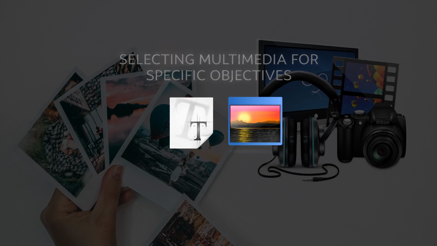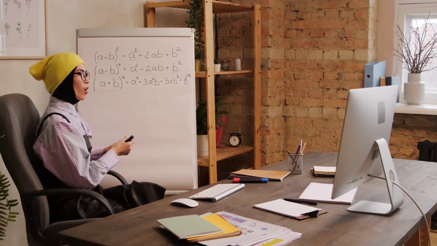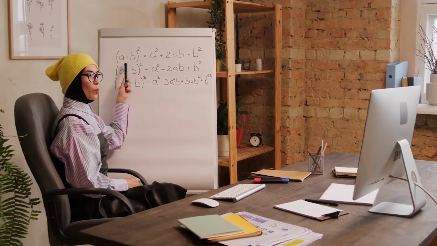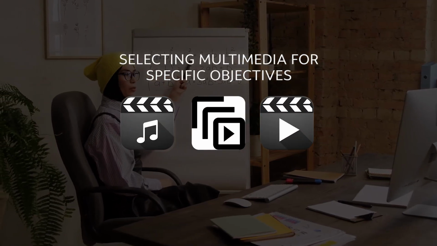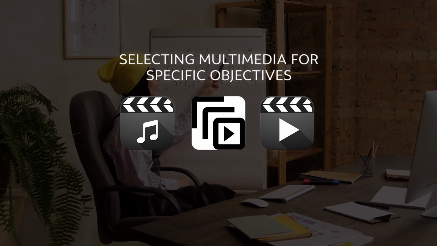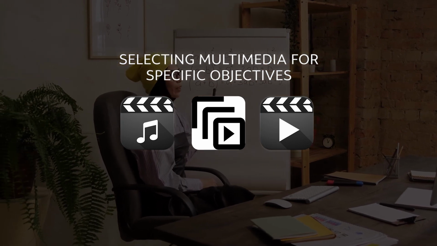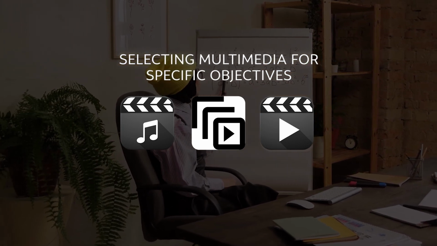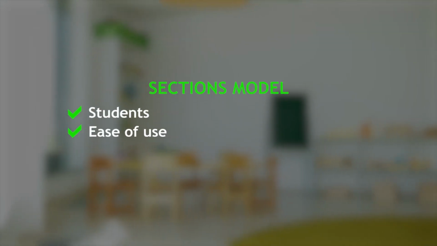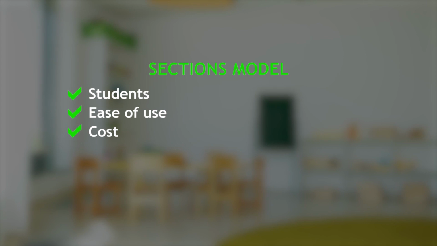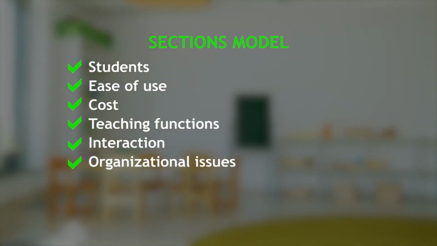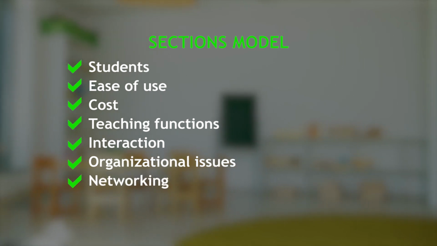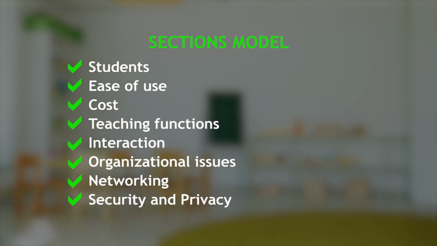The SECTIONS model, however, is a framework that can help teachers make effective decisions about the selection and use of multimedia for teaching and learning a particular concept in either basic science or mathematics. It stands for students, ease of use, cost, teaching functions, interaction, organizational issues, networking, security, and privacy.